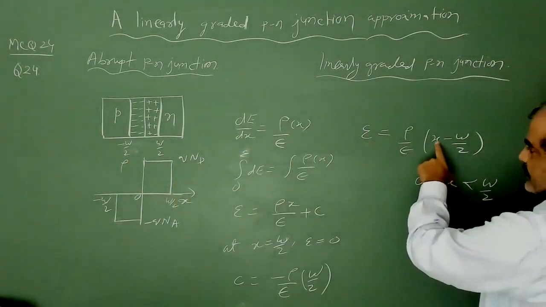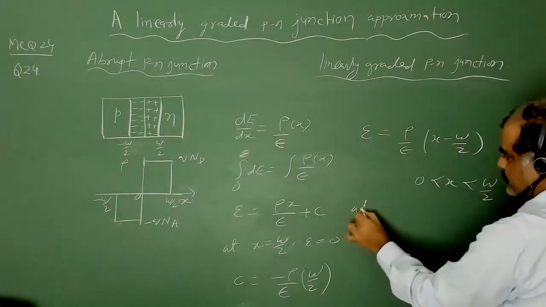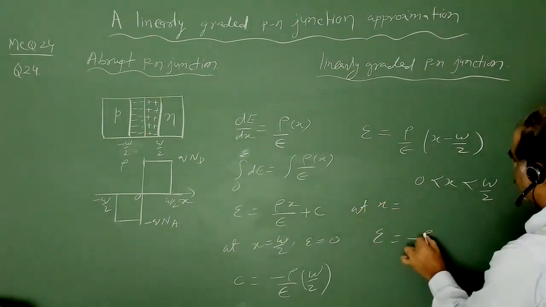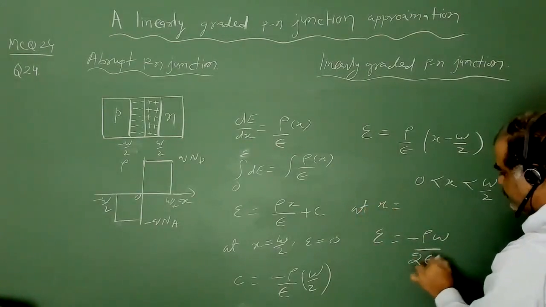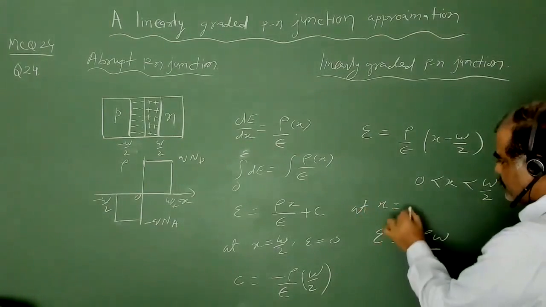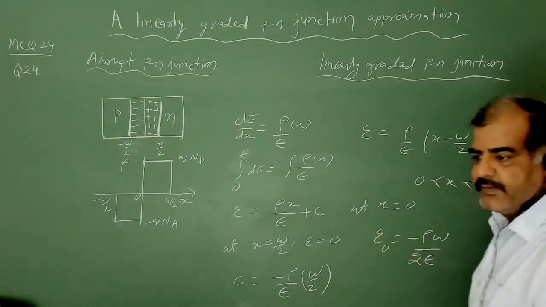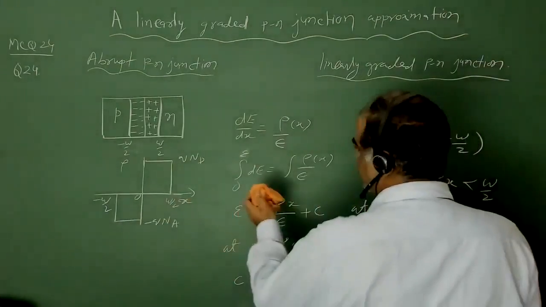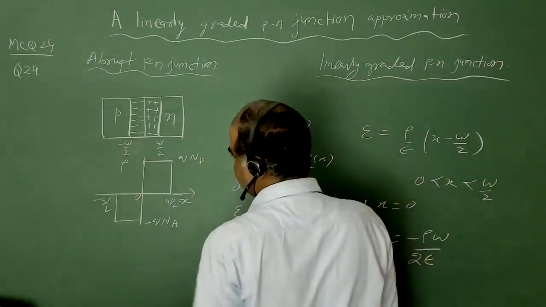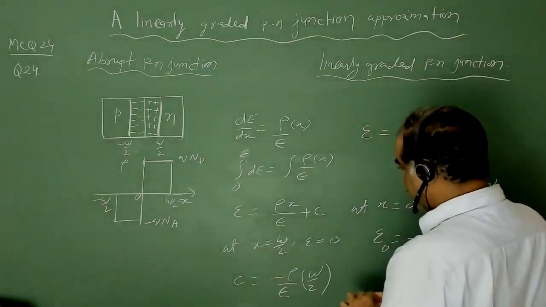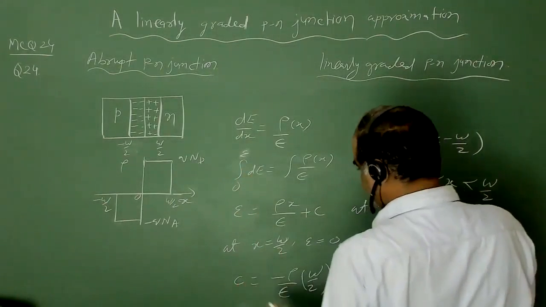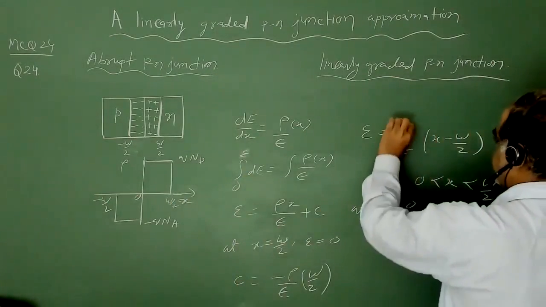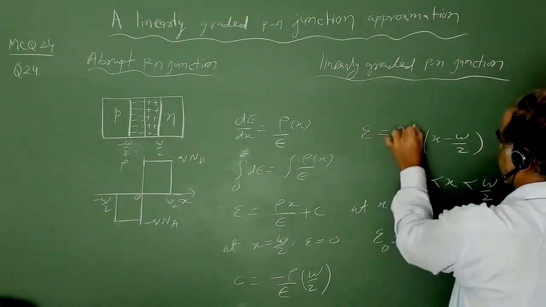If I put x equal to 0, at x equal to 0 my E will be minus rho W by 2 epsilon, so it will be maximum. At x equal to 0, electric field will be maximum. Similarly, if I draw this for the P region or P side, I can calculate charge density. Here charge density is given by q N_D.